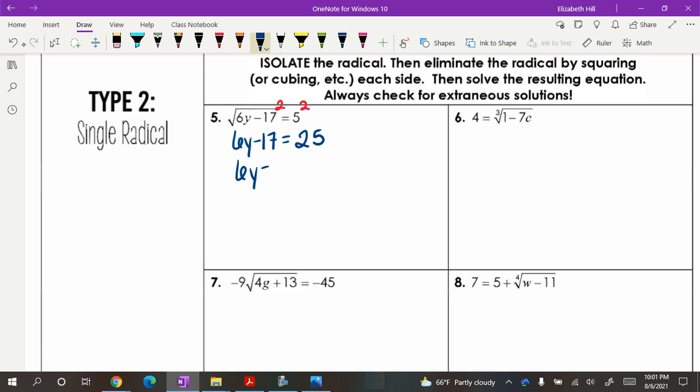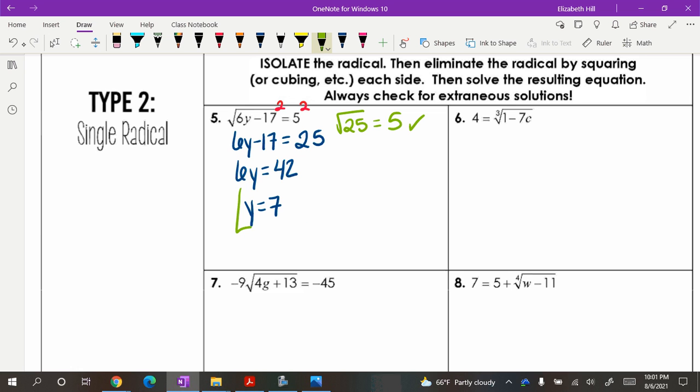So 6y equals 25, and I add 17 to that, so that's 42. And divide that by 6, and we get 7. So y equals 7. I take 6 times 7, and I subtract 17 from there, I get 25. And since the square root of 25 does equal 5, we are good, and 7 is our solution.